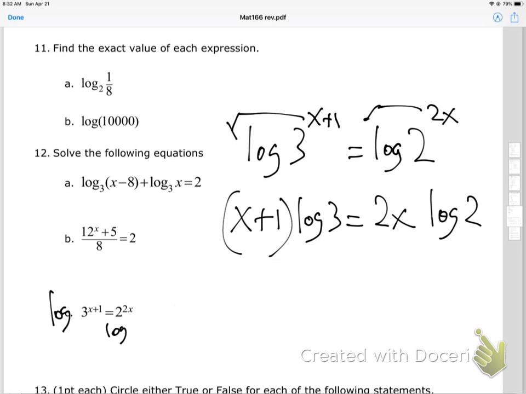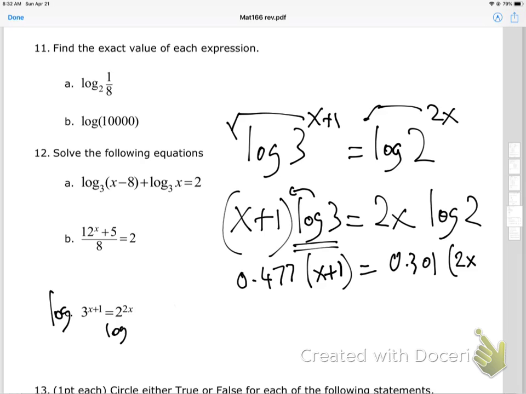Now then, you can, if you want to, do the distributive law with this, but I would just say, remember, these are actual numbers. So the log of 3, calculator time. This is 0.477 with the x plus 1. That's what log 3 is. Let's take a look at log 2. This is 0.301 with the 2x.